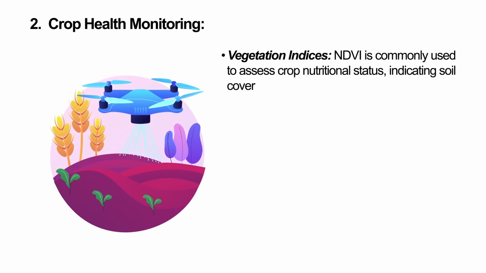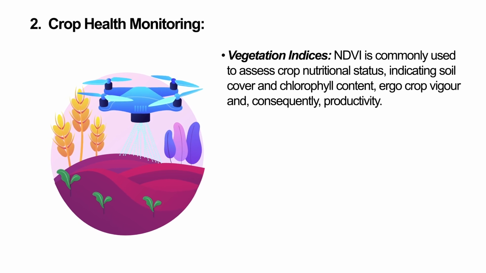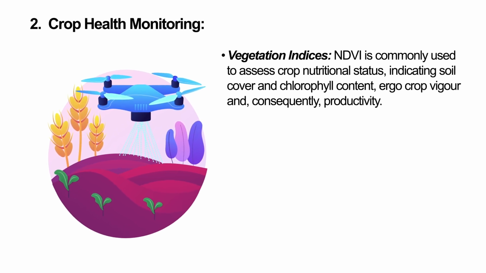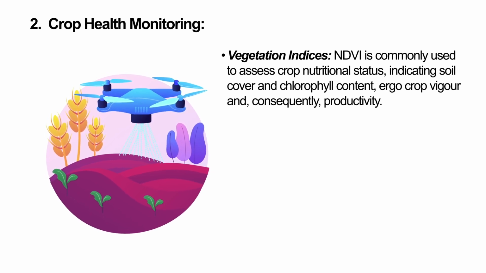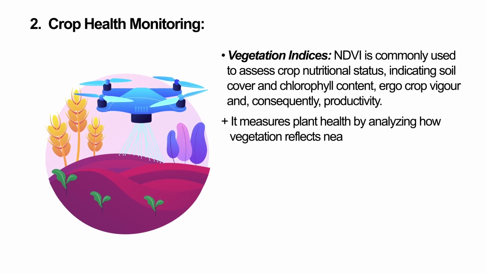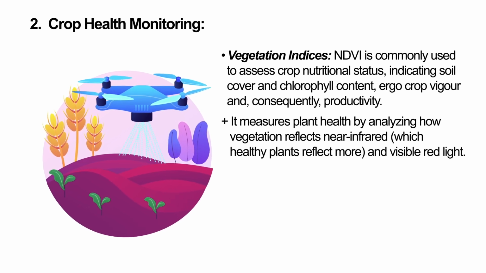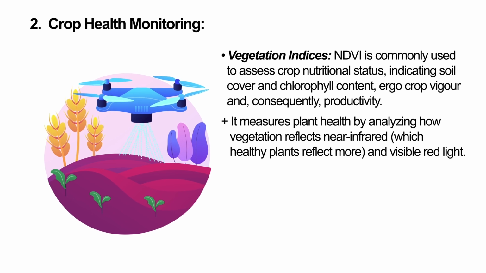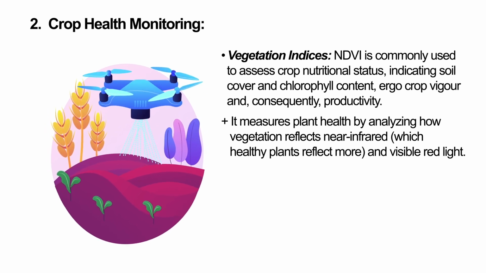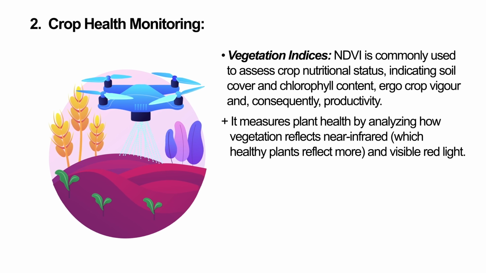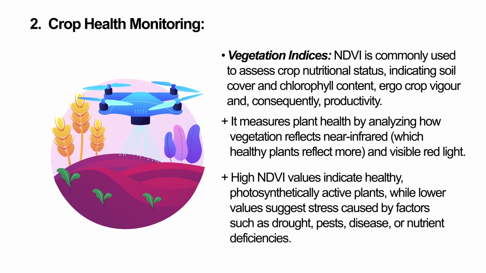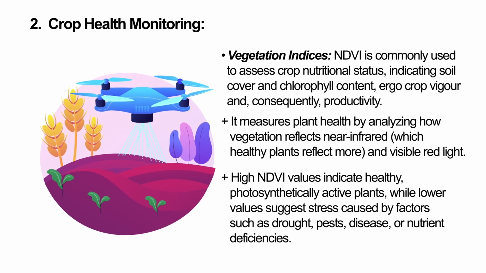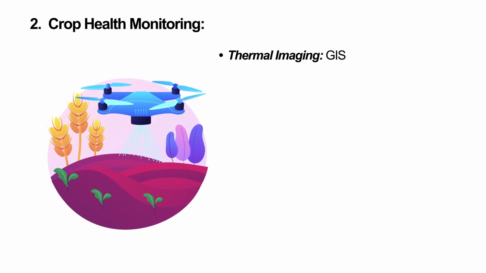Vegetation indices. NDVI is commonly used to assess crop nutritional status, indicating soil cover and chlorophyll content, ergo crop vigor, and, consequently, productivity. It measures plant health by analyzing how vegetation reflects near-infrared, which healthy plants reflect more, and visible red light. NDVI is that difference expressed as a number ranging from -1 to 1. High NDVI values indicate healthy, photosynthetically active plants, while lower values suggest stress caused by factors such as drought, pests, disease, or nutrient deficiencies.